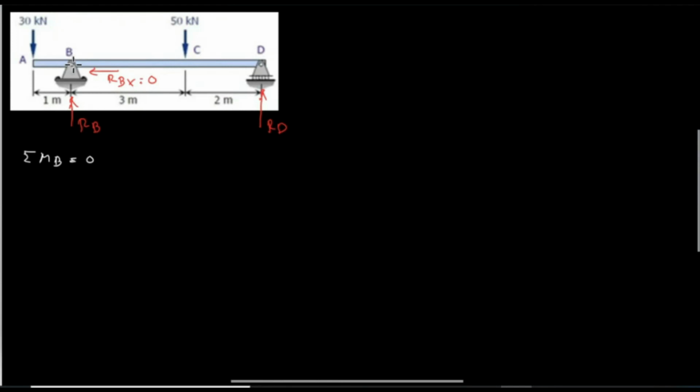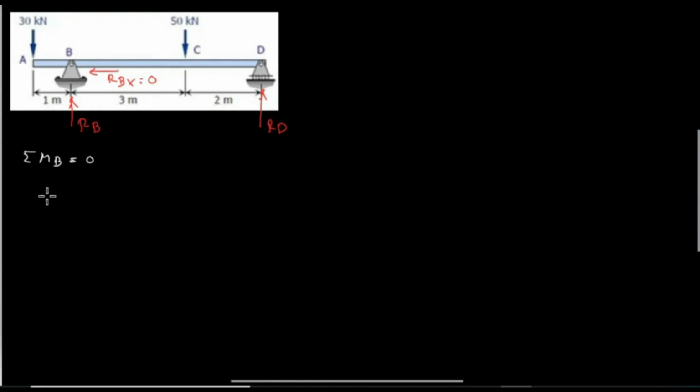So we will take the moment at B in order to eliminate RB, because we don't have a distance, which is equal to 0. So RB times 0 is equal to 0. So, the summation of moment at B, and we can find the value of reaction RD.